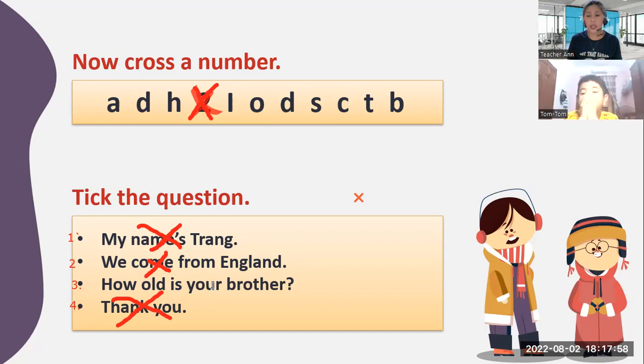Okay, what is the question here, Tom Tom? The question is, you put a check. How old is, again, you read the question. How old is your brother? Okay, that's the question. How old is your brother? That's the question. Okay, Tom Tom? Okay, that's the next.